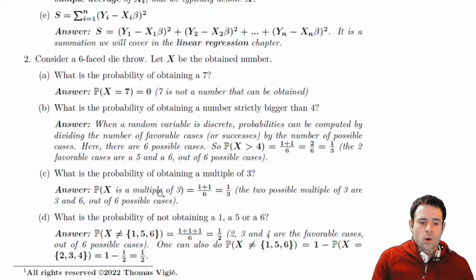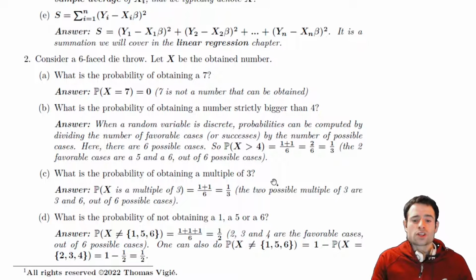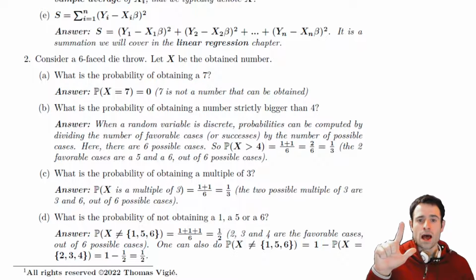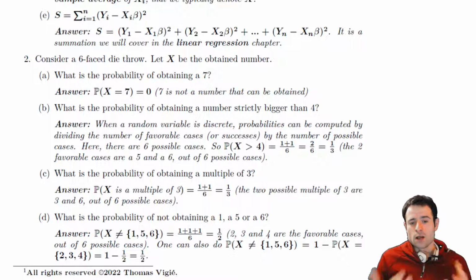Now, what is the probability of obtaining a multiple of 3? Again, we have to count all the cases that correspond to a success, that correspond to a multiple of 3. This will correspond to the number 3, 3 is a multiple of itself, and the number 6. So we have 2 successes out of 6 different outcomes. This, again, will give us a probability of 1 over 3.